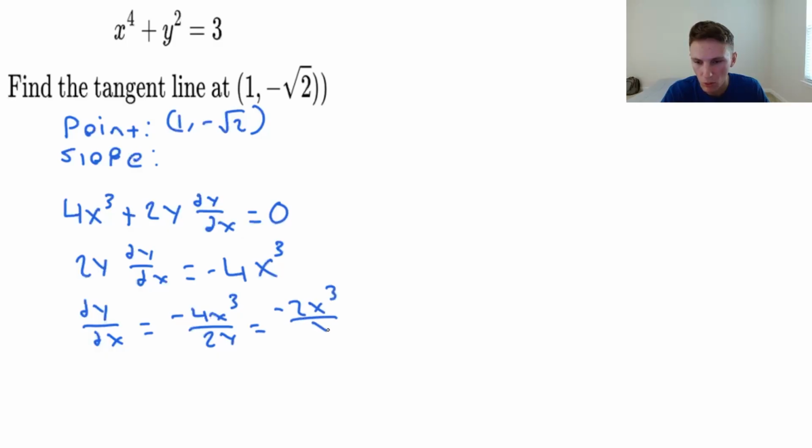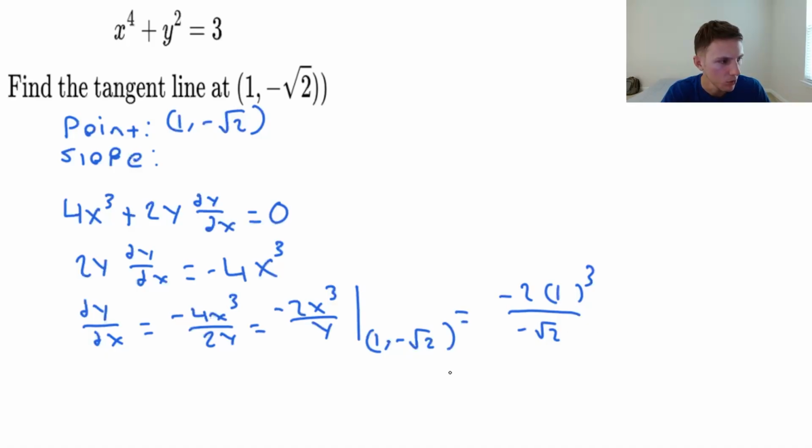Now, if we plug in our point 1 comma negative square root of 2 into this, that's going to equal negative 2 times 1 cubed over negative square root of 2. The negatives will cancel, so we'll just have 2 over root 2. If I rationalize the denominator by multiplying by square root of 2 over square root of 2, I will be left with 2 root 2 over 2, which is just root 2. So our slope ends up coming out to square root of 2. It's nice, everything kind of cancels out.